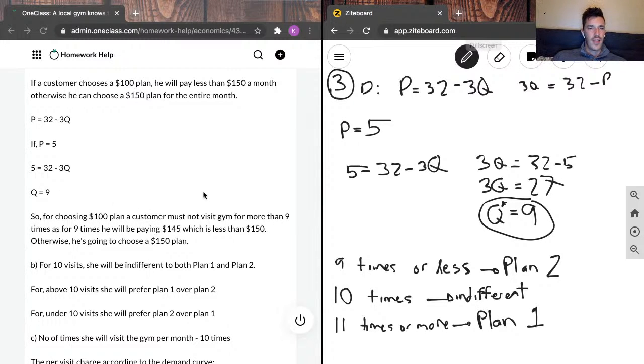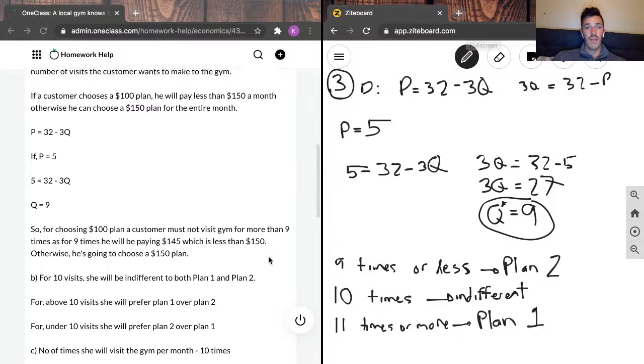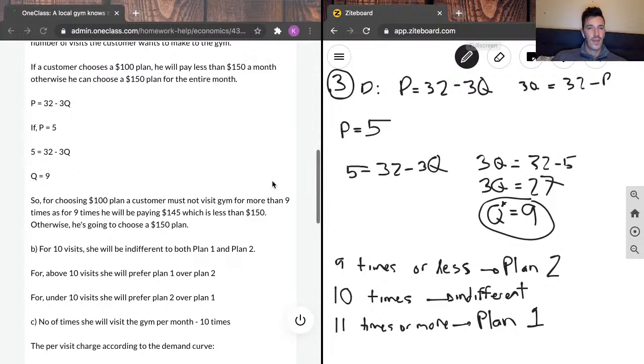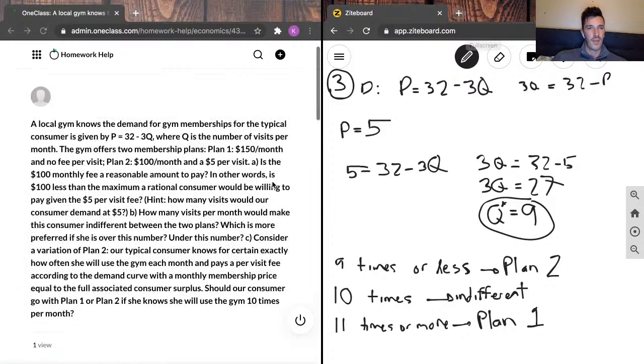So Junior Tutor has said, for choosing a $100 plan, a customer must not visit the gym more than 9 times. As for 9 times, he'll pay $145, which is less than $150. Otherwise, he's going to choose a $150 plan.